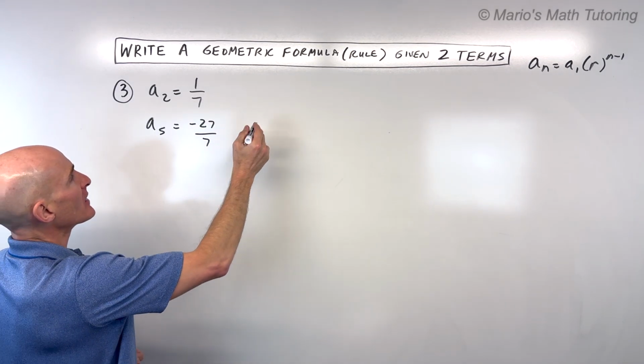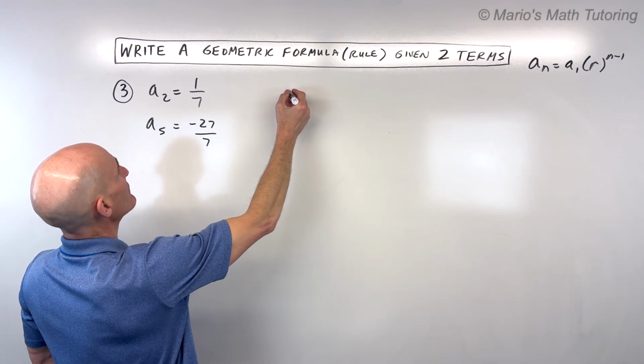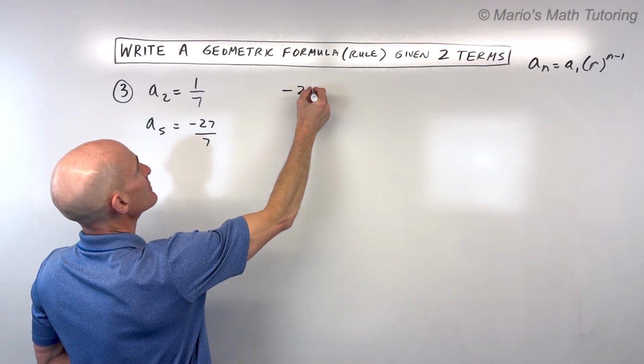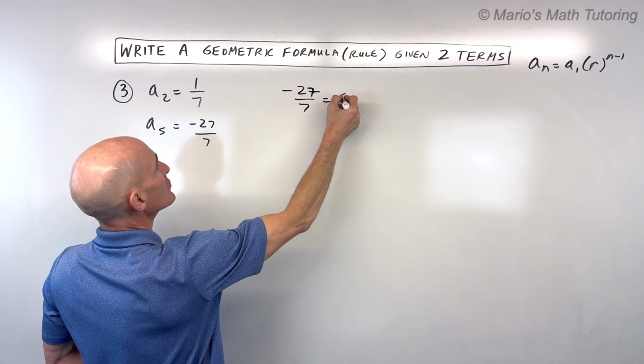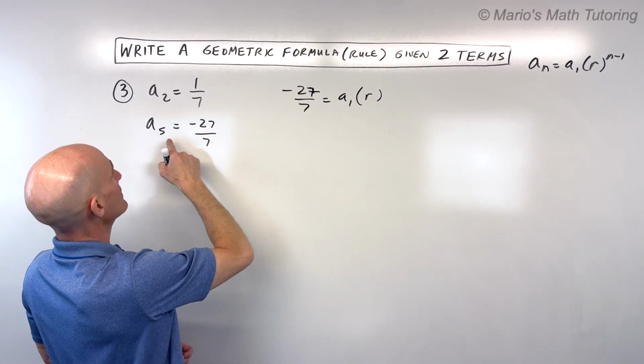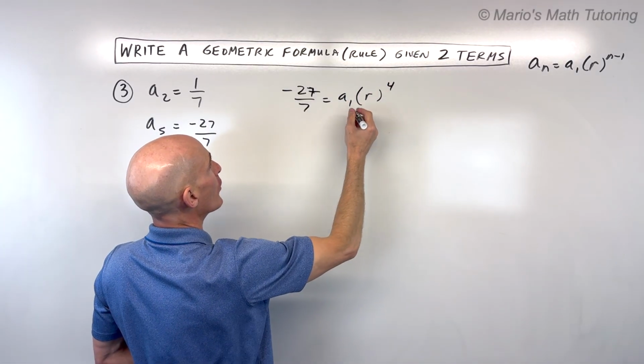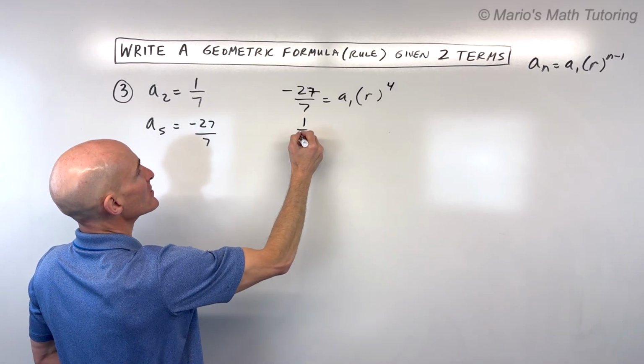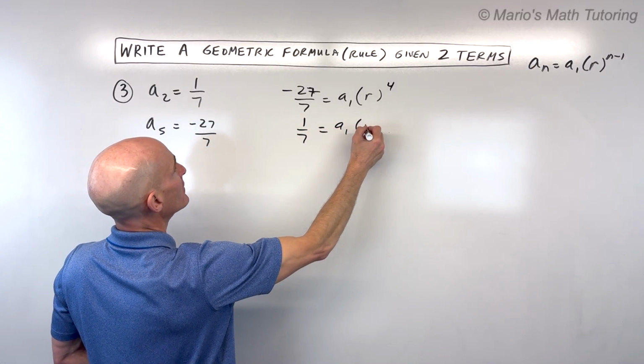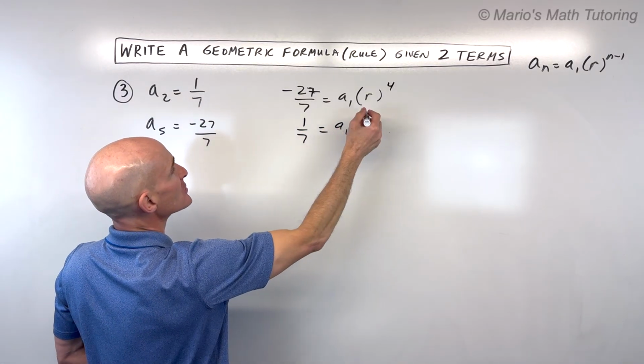Well, let's start off by writing a system of equations. So we'll say negative 27 over 7 equals a sub 1 times r to the 5 minus 1, which is 4. And then for the second term, that's 1/7. That equals a sub 1 times r to the 2 minus 1, which is 1.